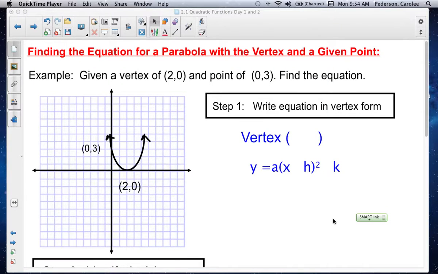Here is 2.1, day 2, part 2. We did our last example where we gave you two x-intercepts. Now what's given to you is the vertex and one additional point. So we're giving you the vertex (2, 0), and then a point (0, 3), which also ends up becoming the y-intercept.